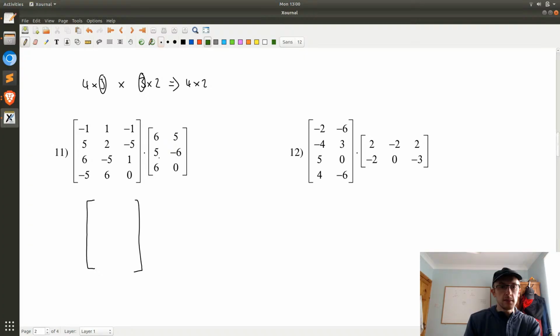Minus 6, add 5, minus 6. So that's minus 12 add 5, which is minus 7. Then comes minus 5, minus 6, 0. So minus 11.